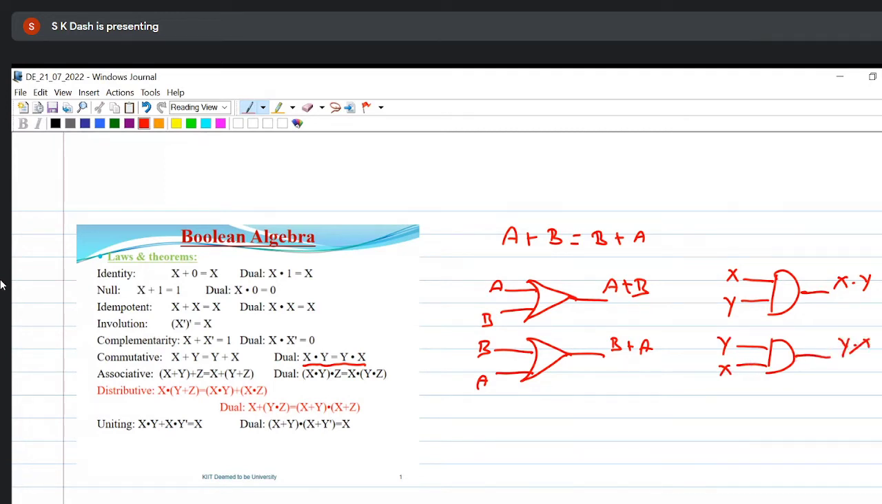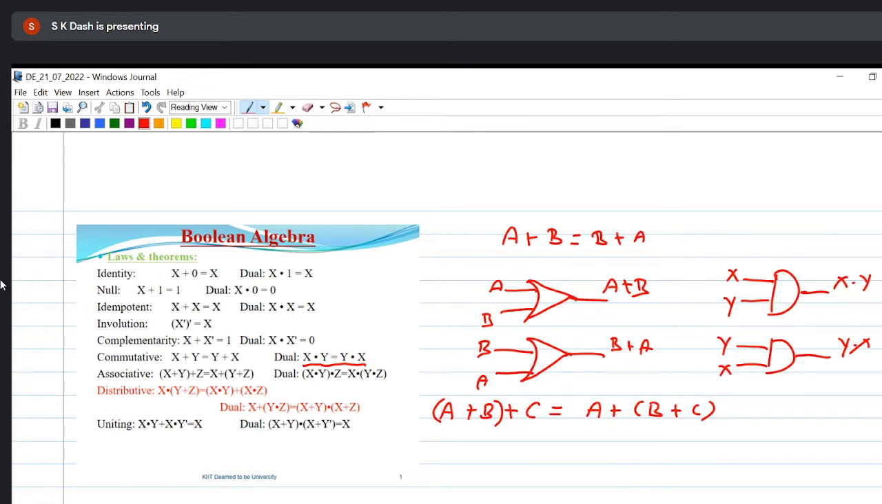Next, associative. What do you mean by associative? The standard one from mathematics. A plus B plus C is equal to A plus B plus C. That means what? A plus B, then plus C, is equal to A plus, B plus C.